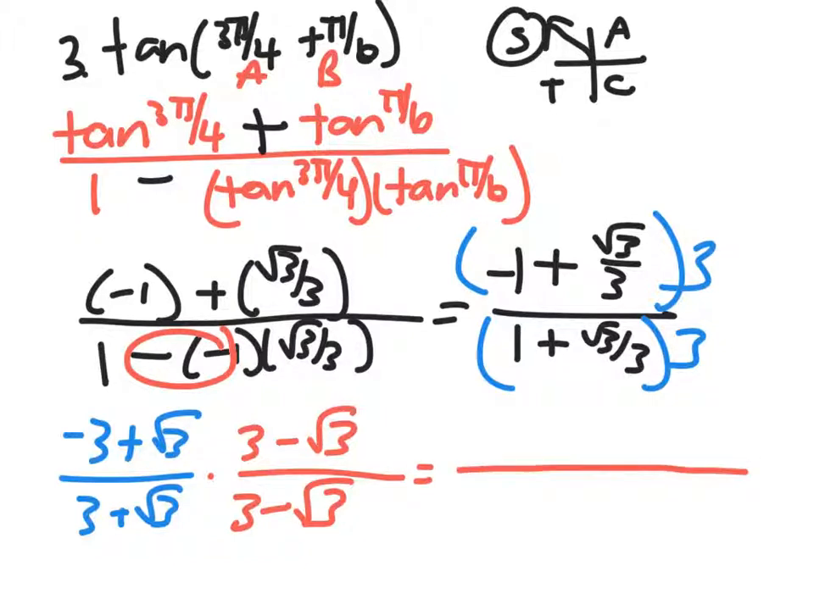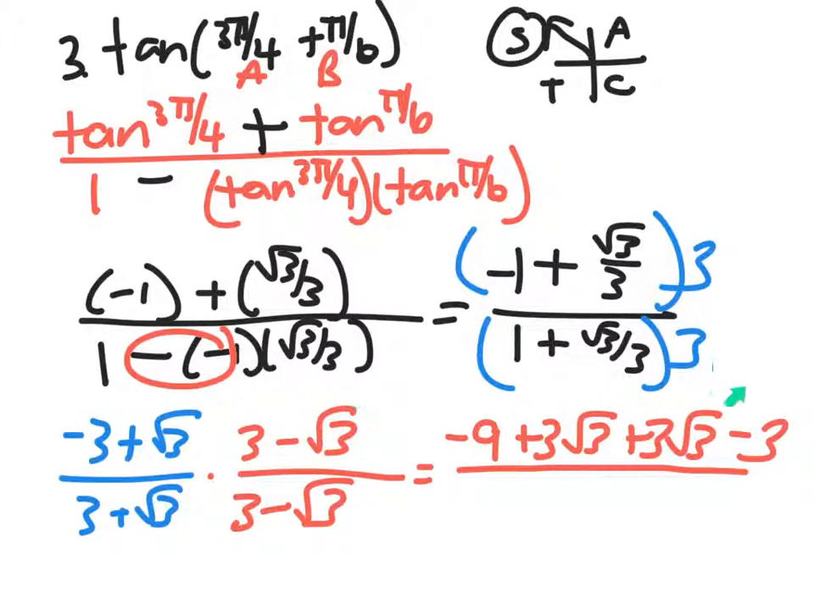So that's going to give me, if I FOIL it out, negative 9 plus 3 root 3 plus 3 root 3 minus 3. Because you're doing negative 3 times 3, which is negative 9. Negative 3 times negative square root of 3 is positive 3 root 3. 3 square root of 3 times 3 is going to give me another 3 root 3. And square root of 3 times negative square root of 3 gives me negative 3. Then on the bottom, 3 times 3 is 9.